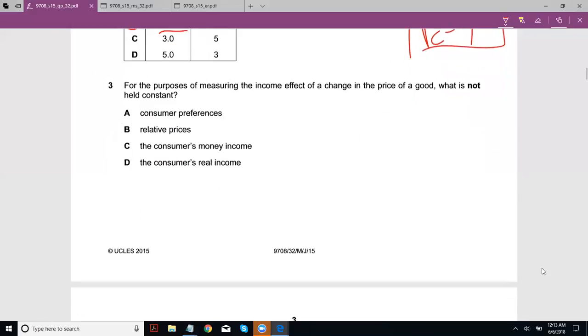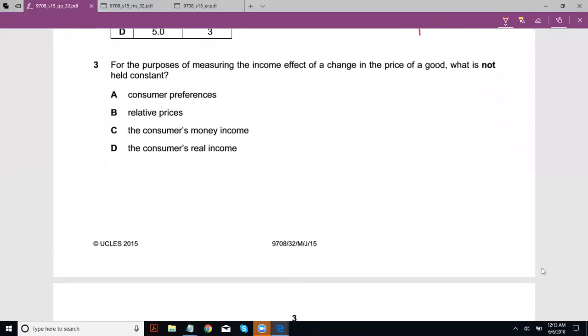Anyhow, for the purposes of measuring the income effect of a change in the price of a good, what is not held constant? Consumer preferences are held constant. The money income is supposed to be held constant. Relative prices, I believe, also are held constant. However, the real income is not held constant, because the income effect comes about by a change in real income.